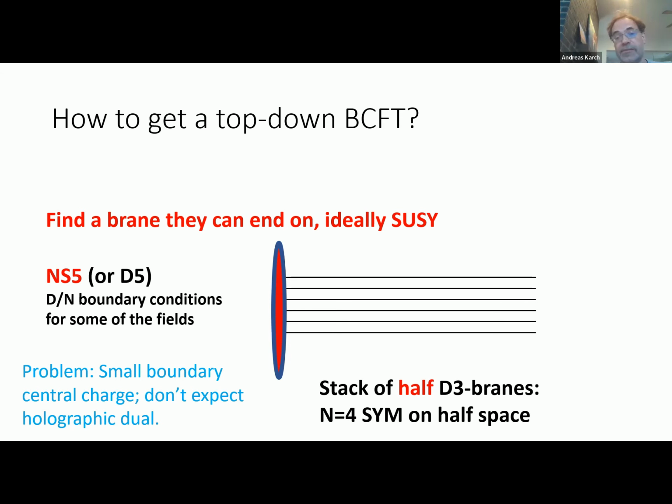You have kind of a large central charge in the bulk, at least if you have N equals 4 super Yang-Mills with a large N, then you have a large central charge in the 4D part of space. But this 3D boundary theory is really a small central charge theory, and you wouldn't expect this to be a holographic dual. To have a fighting chance of having a good BCFT dual, you need a large number of degrees of freedom, both in 4D and in 3D.